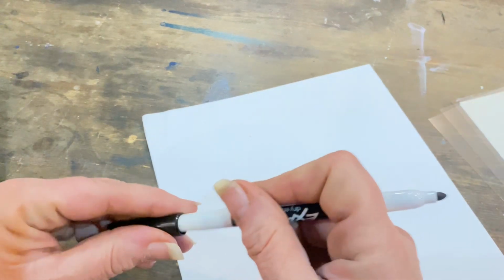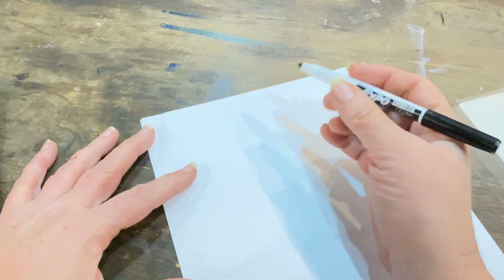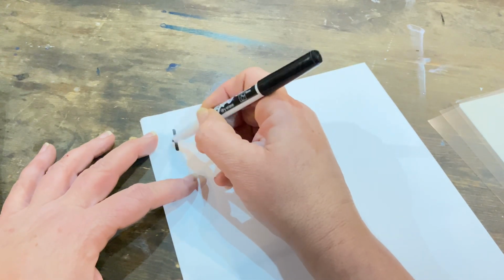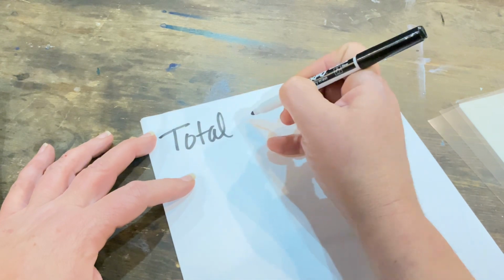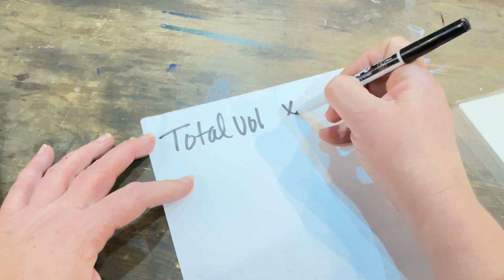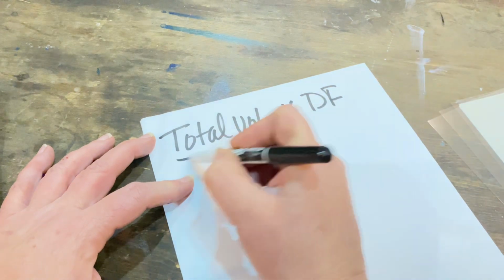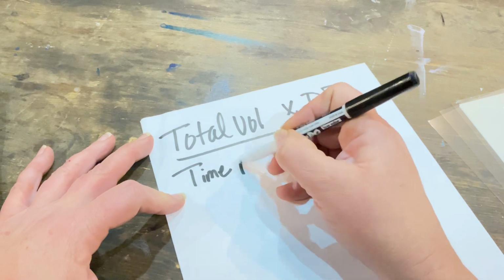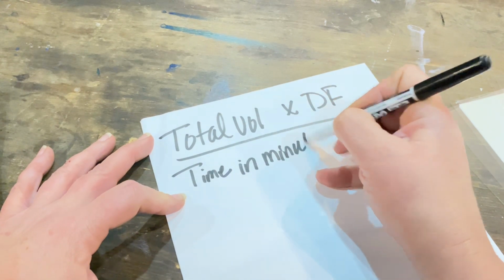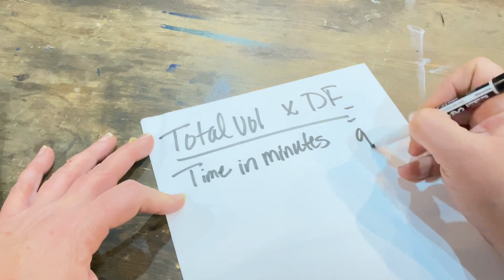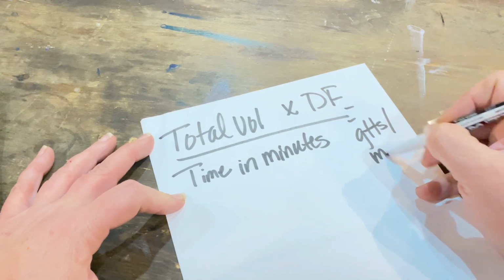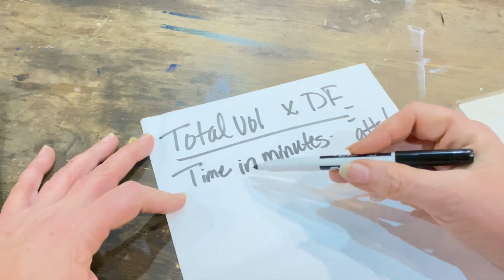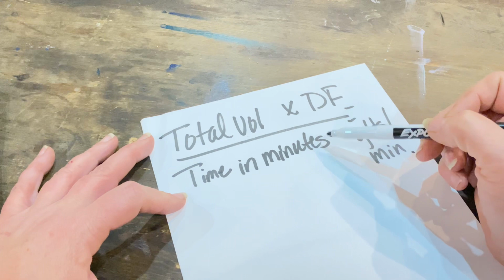Okay, first of all, you have to know the formula. It is the total volume times the drop factor divided by the time in minutes. This will equal drops per minute. This gets people right here, remembering to put the time in minutes.